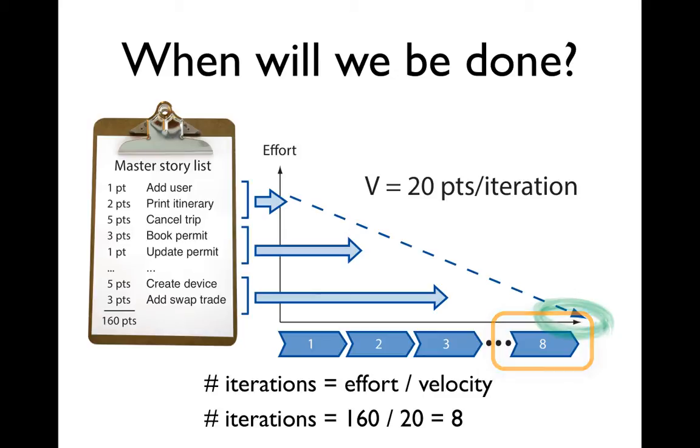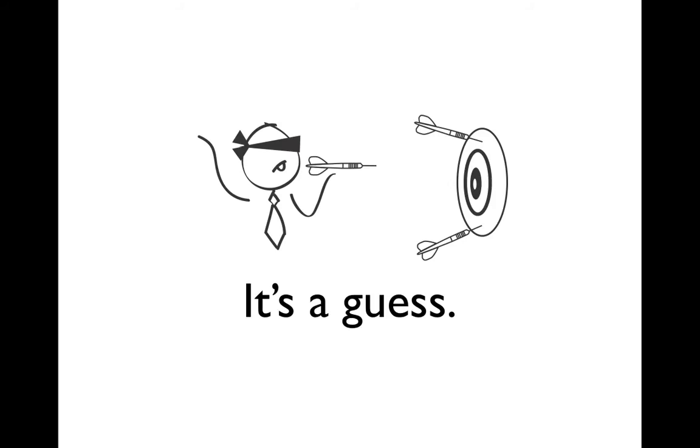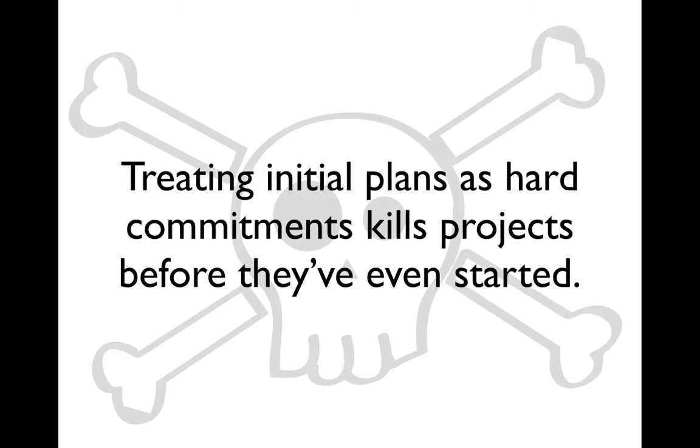This becomes our plan. Now, it's really important to understand that our first project plan isn't a hard commitment. It's a guess. We don't know our team's velocity at the beginning of the project, and until we build something of value and measure how long that takes, we won't know how realistic our dates are looking either. Treating initial project plans as hard commitments is what kills projects before they've even started.